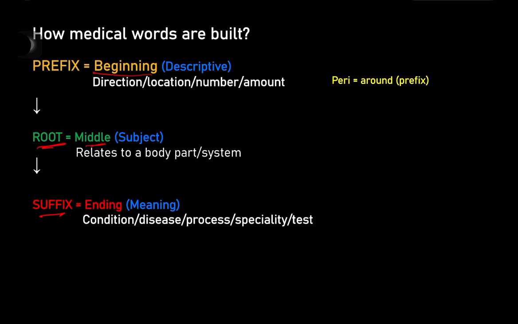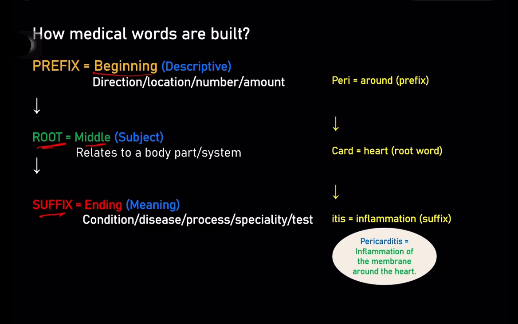Now, peri is a prefix. What does peri mean? It means around, right? Card refers to the heart. It's a root word, the middle word. And itis refers to inflammation. It comes at the end, and therefore it's the suffix. If you put this together, we come up with the word pericarditis. If you break it apart, you have peri, card, and itis. Reveal one piece at a time, and that'll give you the meaning of this terminology, which simply means inflammation around the heart.